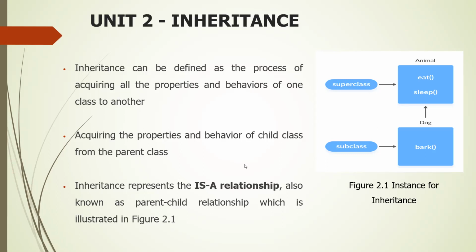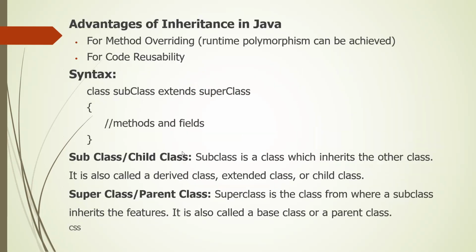So inheritance is the property of acquiring the behavior of the parent class into the child class. Advantages of inheritance in Java: it is used for method overriding, that is called runtime polymorphism, and for code reusability. If a parent class has methods or behaviors, there is no need to define them again in the child class.